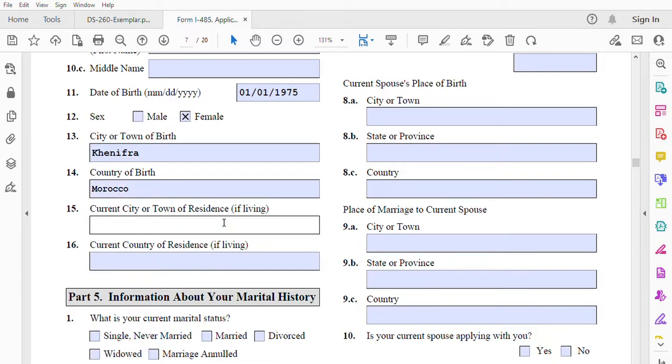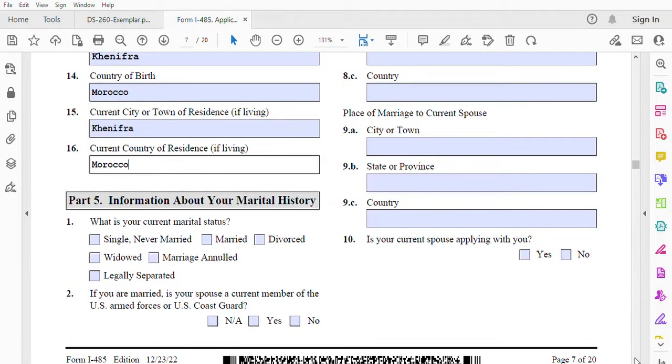It's going to be Guinea from. And the country, Morocco. So information about your marital history. Married. You have to remember, if you are a fiancé, the first thing you do when you come to the United States is get married, because by law you have 90 days. If you don't get married within 90 days, you have to return to where you came from. So it is very important.